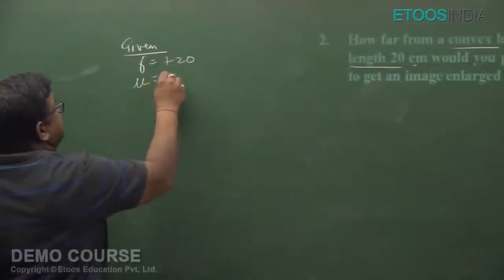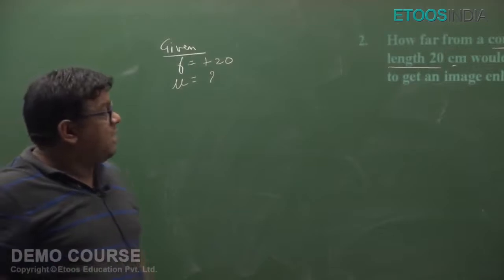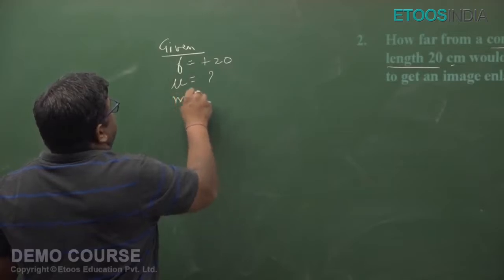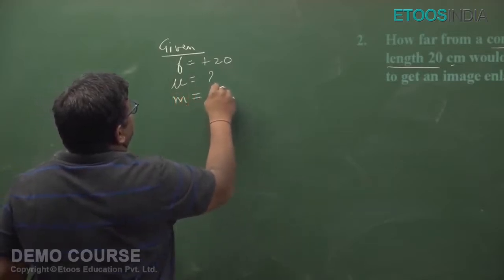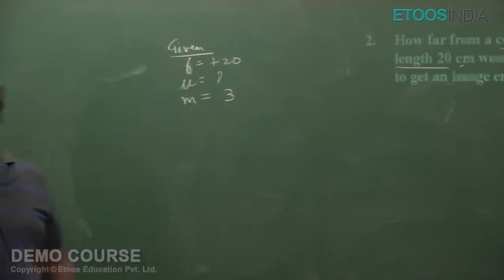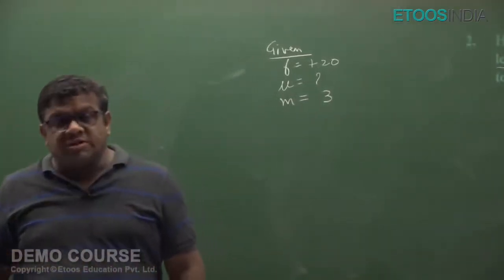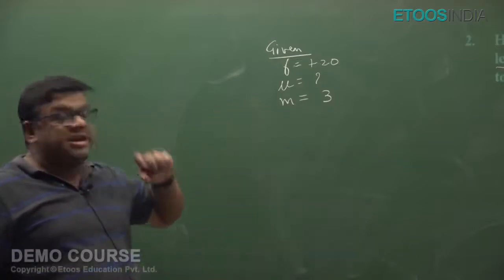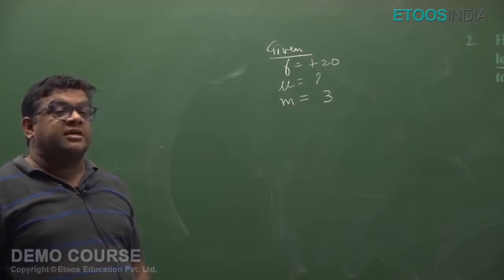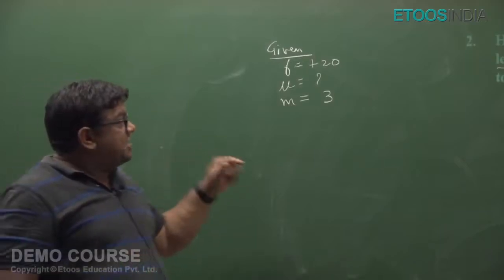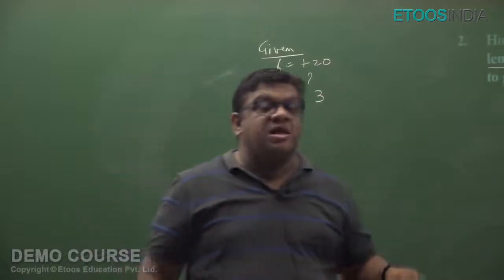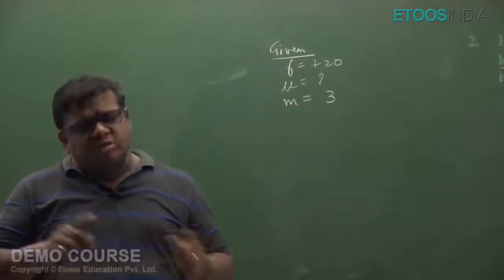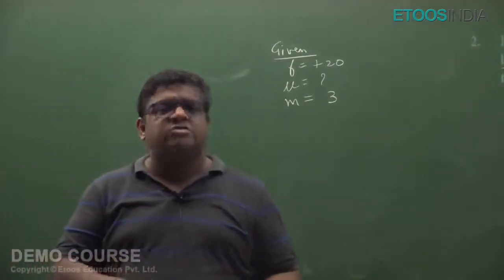Where would you place an object? Yes, what they have asked is U, the object distance, to get the image enlarged 3 times. So we know that the magnification here is 3. Students, we know that in case of a convex lens, to get the magnification 3 times, how many positions are there? Yes, it is 2. We can get plus 3 and minus 3, because it forms both a real and inverted and a virtual erect image. Both can be 3 times enlarged.